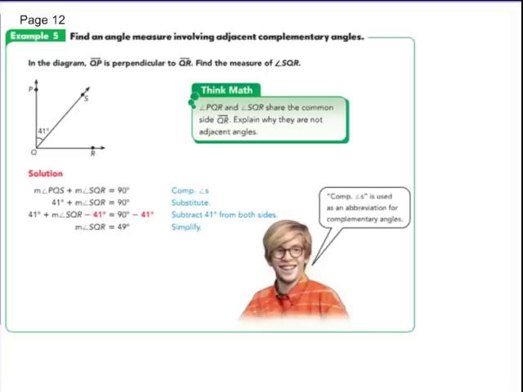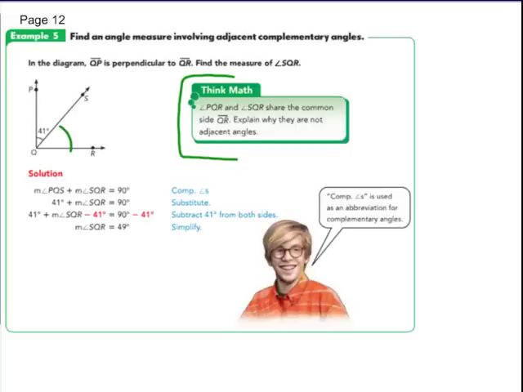So the next slide. In the diagram, QP is perpendicular to QR. Find the measure of SQR. Angle PQR and angle SQR share a common side of QR. Explain why they are not adjacent angles. We'll talk about this little think math thing in a second, but let's do what it says first. Find the measure of SQR. So we're trying to find this angle here.